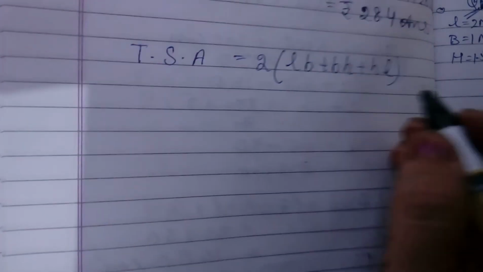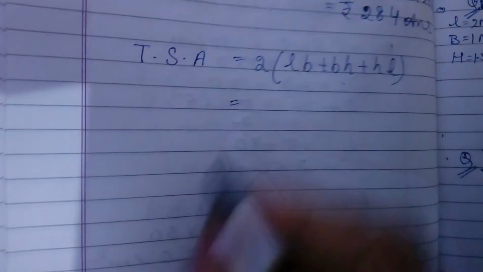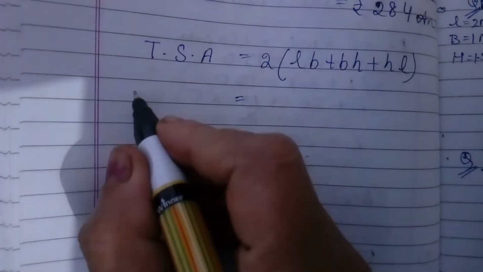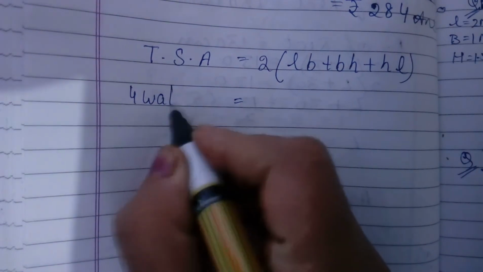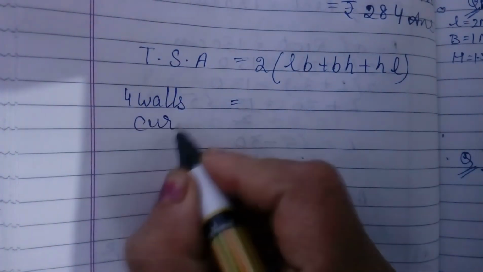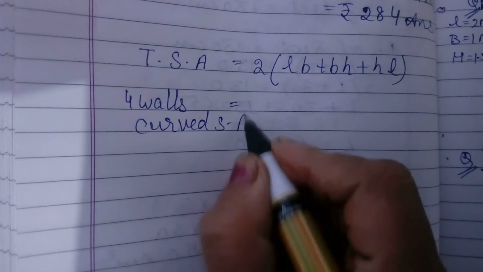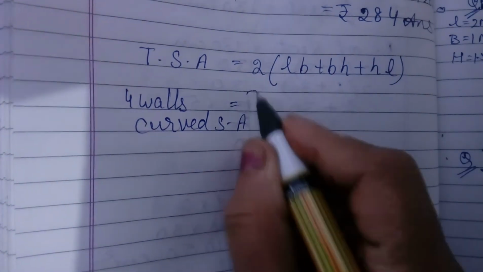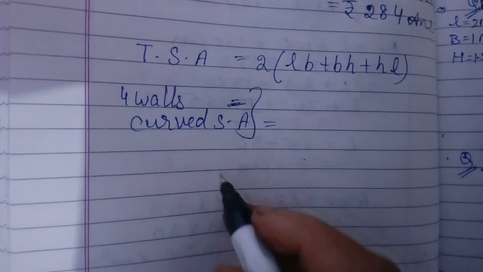OK, now when we talk of 4 walls, it means the curved surface area of the cuboid. This is the same thing: 4 walls or curved surface area. How do you have to find it?